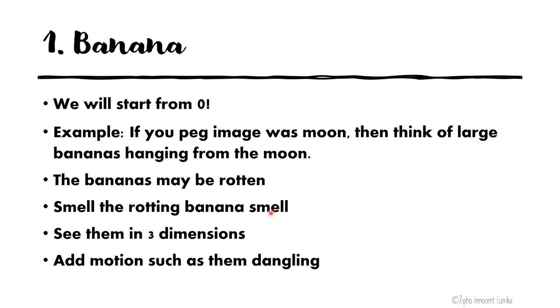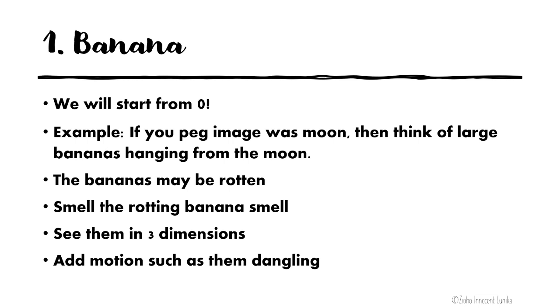Let's start from 0. We'll start with a banana. So your peg image was, let's say, a moon. Think of a large banana hanging from the moon. The bananas may be rotten. I smell the rotting banana. See them in 3 dimensions. Add motion such as them dangling. So you can think of these bananas dangling from the moon. Use all of your senses, use color, taste, rhythm, smell. Smell the rotting bananas, and so forth.